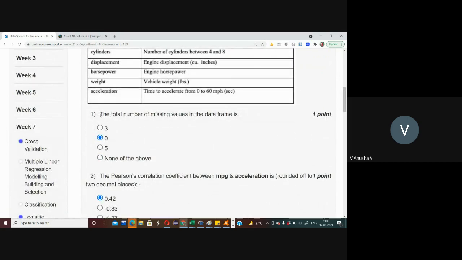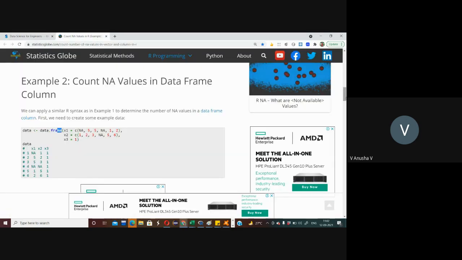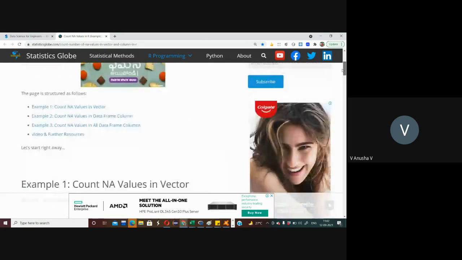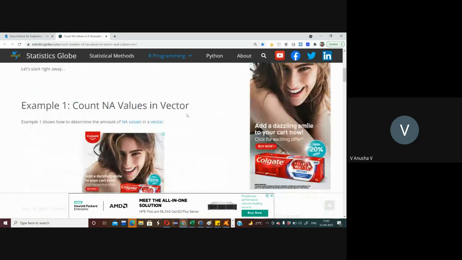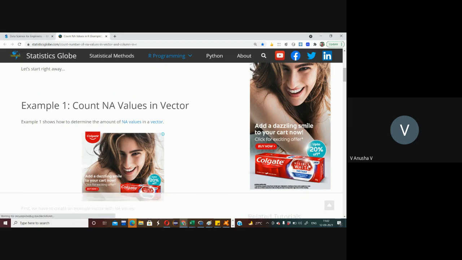First one, they are saying you have to find the total number of missing values present in the data frame. So how can you find the total number of missing values present in the data frame? You can take a simple example which they have considered here. We are seeing 3 examples of how we can count the missing values. Missing values in R are represented by the terminology NA.